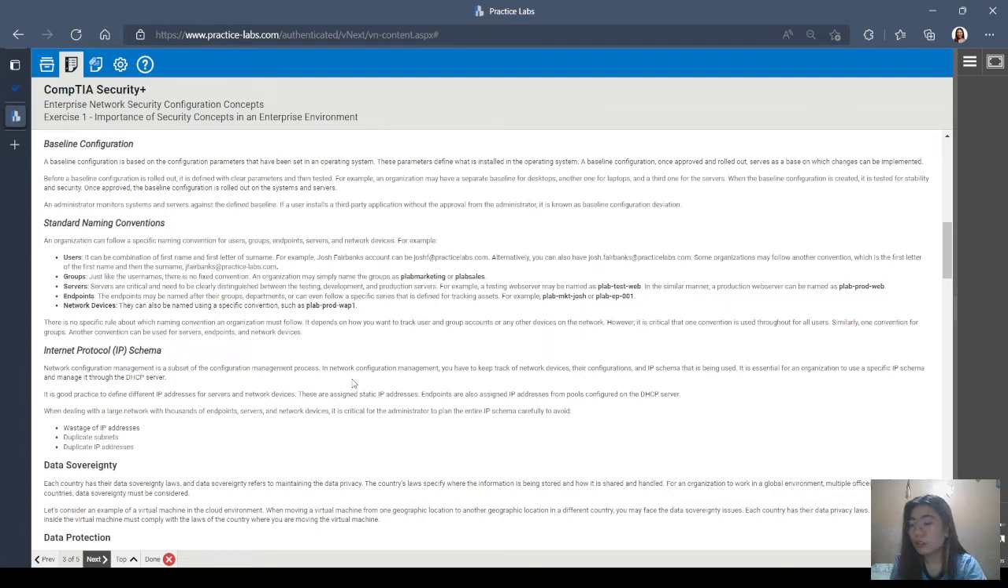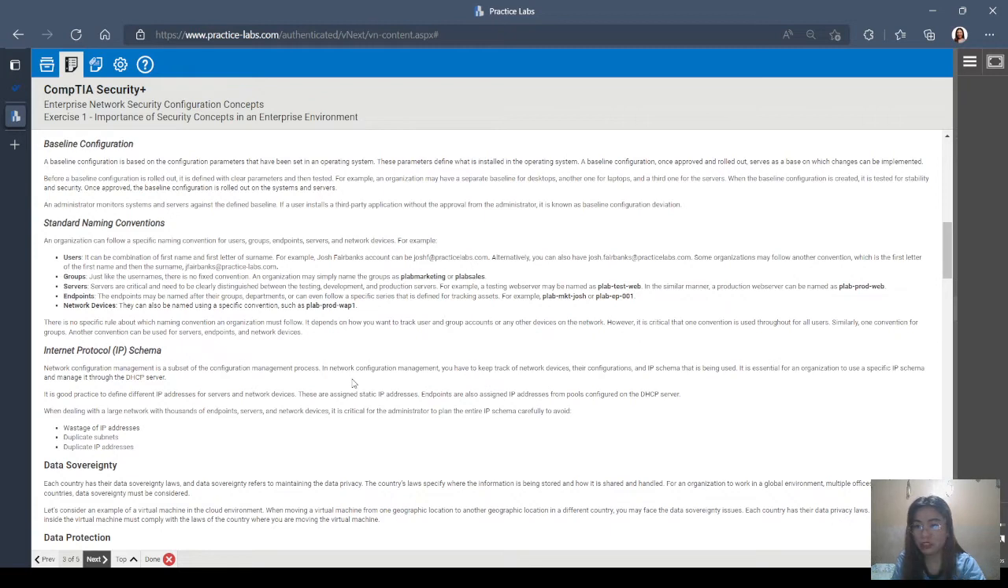An administrator monitors systems and servers against the defined baseline. If a user installs a third-party application without the approval of the administrator, it is known as baseline configuration deviation.